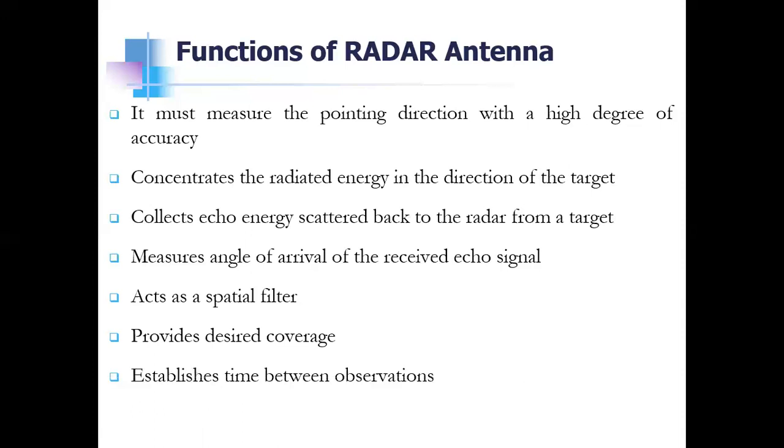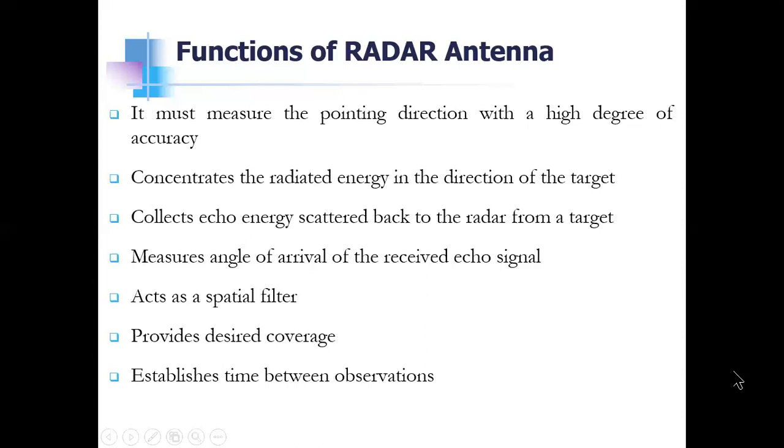And then it usually establishes the time between the radar observations of the target, that is the revisit time, okay? So that is the same as the previous topic, that is the frequency of the target signals, right? That is the PRF or the sweeps. In every sweep, we take one observation, right? So that time would be established by the radar antenna.